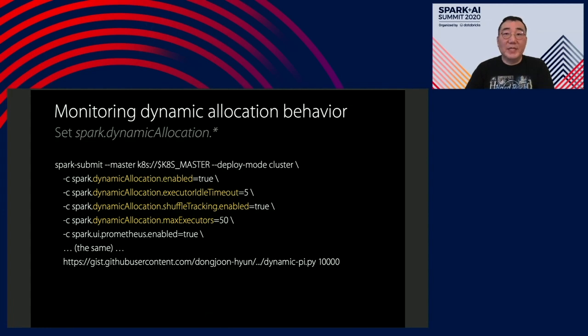Spark 3 support dynamic allocation in Kubernetes environment. This is very, very exciting improvement. For this example, I use 4 additional dynamic allocation configuration. That's all. The dynamic allocation enabled, executor idle timeout, then shuffle tracking enabled, and max executor.